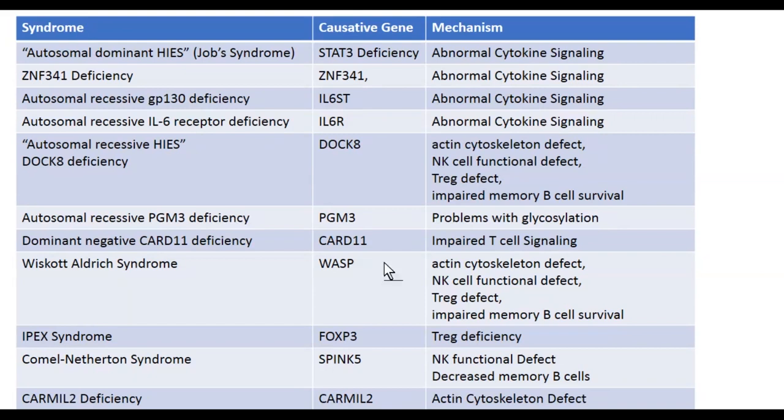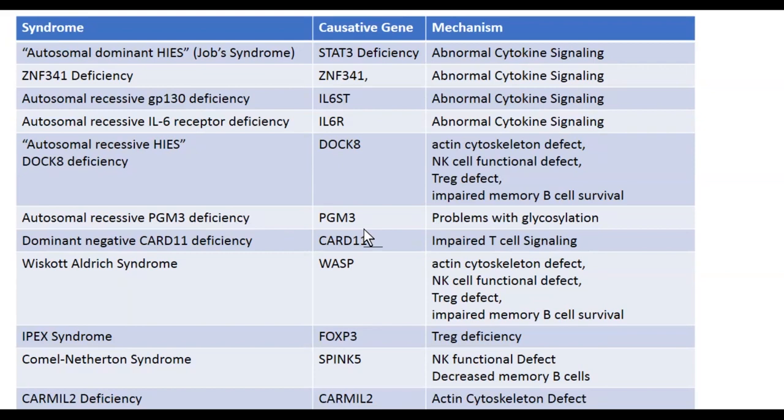CARD11 mutations, which we recently described at the NIH, are dominantly inherited: mom can give it to son, who can give it to granddaughter and siblings. It's a dominantly inherited syndrome associated with high IgE, infections and eczema. So is it the autosomal dominant hyper-IgE syndrome? Do you see the problem? It's an autosomal dominant syndrome associated with high IgE and infections. So why is it not that? That's why the title is really not helpful.